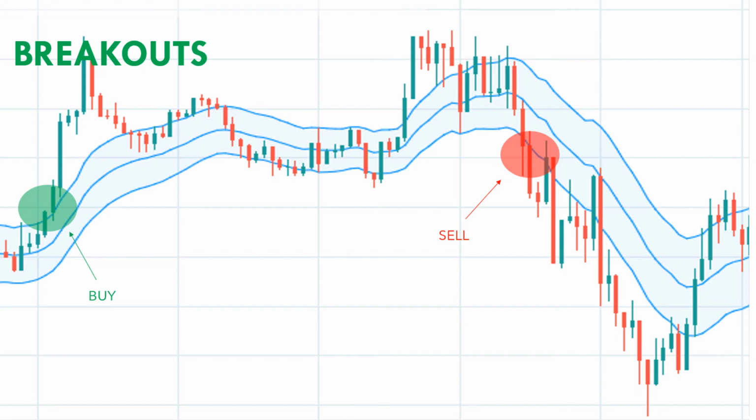The middle line is a very significant level, since it tends to act as a pullback level during ongoing trends. So I would use it as a stop loss level.